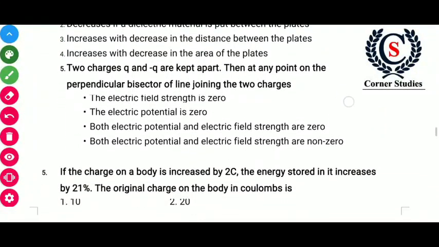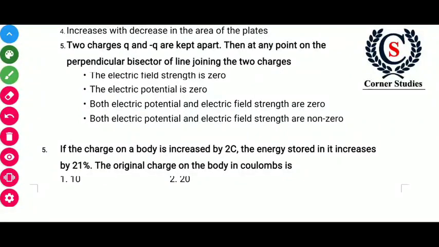Next question. Two charges Q and minus Q are kept apart. Then at any point on the perpendicular bisector of the line joining the two charges: the electric field strength is 0, the electric potential is 0, both electric potential and electric field strength are 0, both electric potential and electric field strength are non-zero. Answer: the second one, the electric potential is 0.